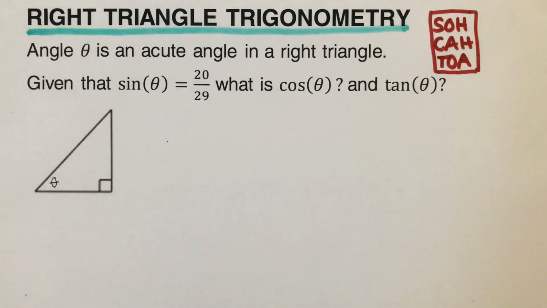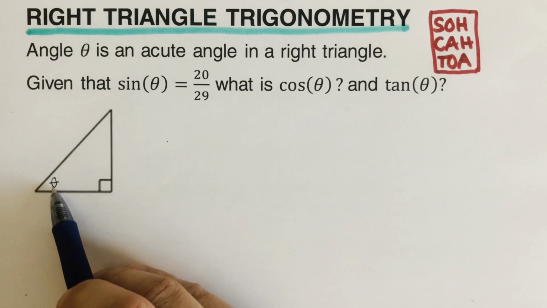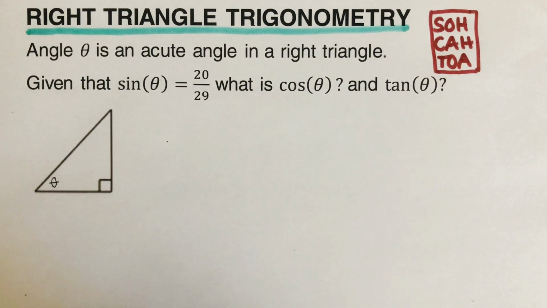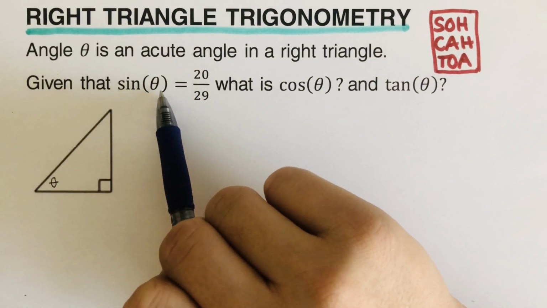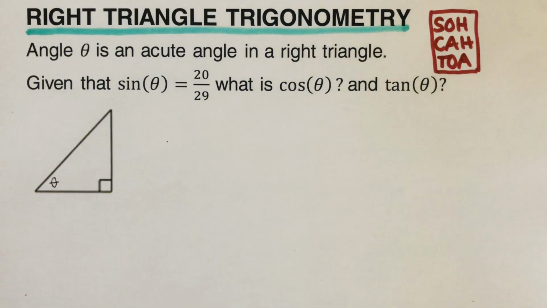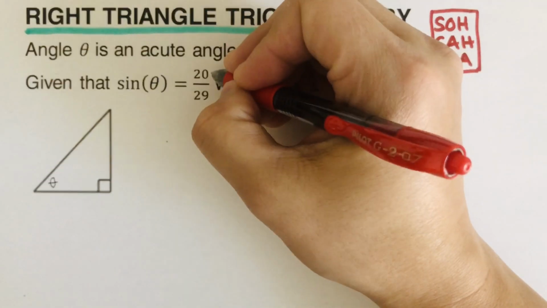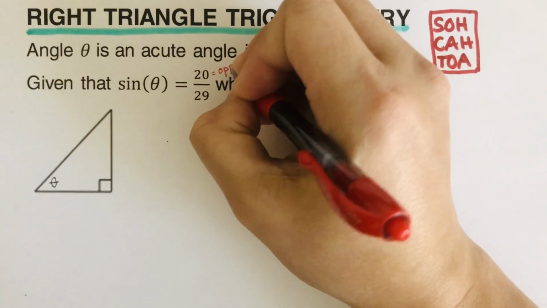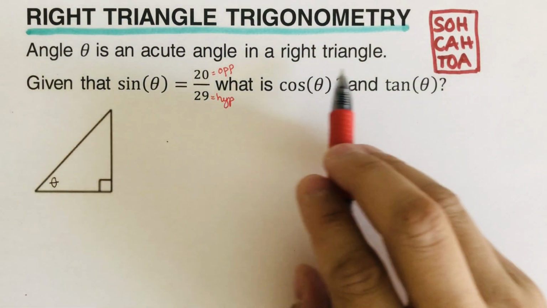In this problem, we are given sine theta. Theta is like an x for an angle. We don't know what the angle is, so we represent it as theta instead of x, because in math theta represents an angle. In this equation, sine theta equals 20 over 29. Sine means SOH, opposite over hypotenuse. That means this is our opposite and this is our hypotenuse.